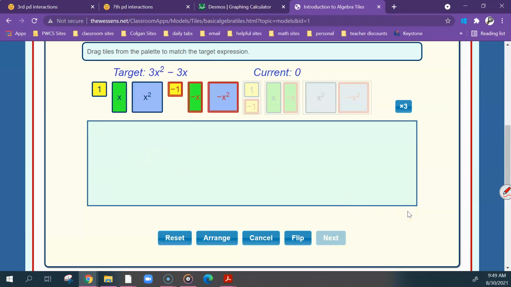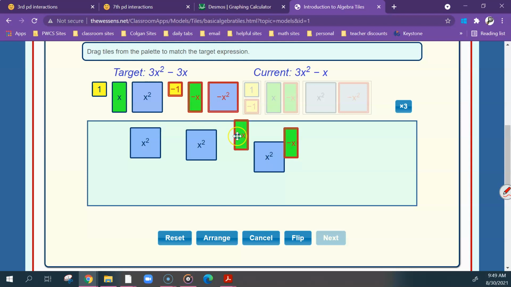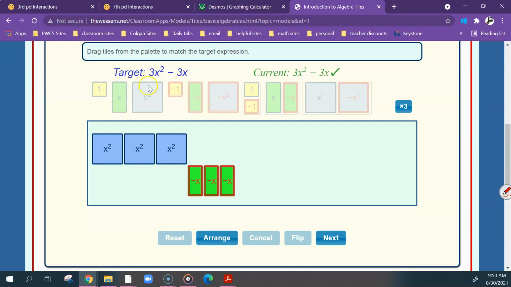Okay. This one says 3x squared minus 3x. How would I do one part of it? 3x squared. So which one would that be? Oh, the blue one. So 3 of my x squares, and then how would I do the 3 negative x? The green ones. So again, taking whatever number is in front of the symbol, doing that many times.